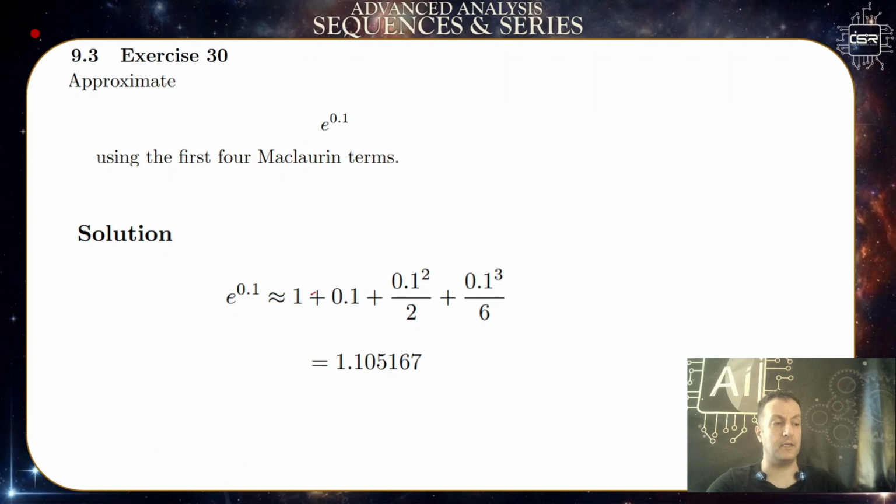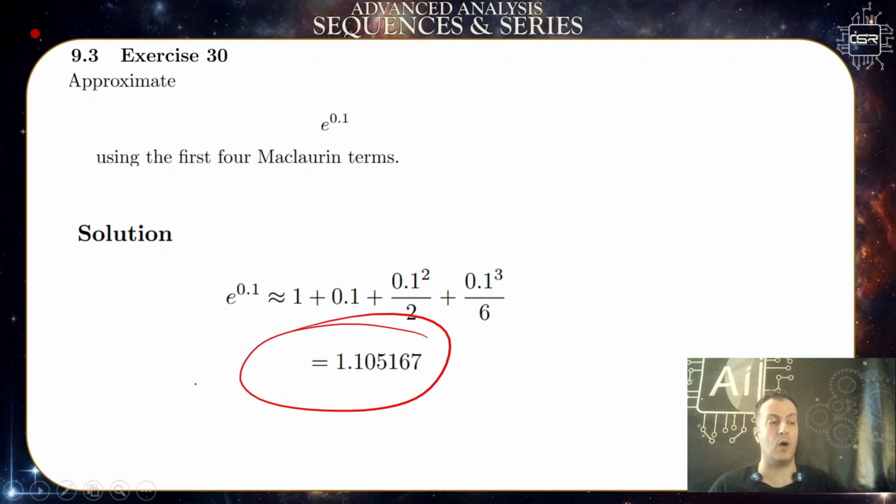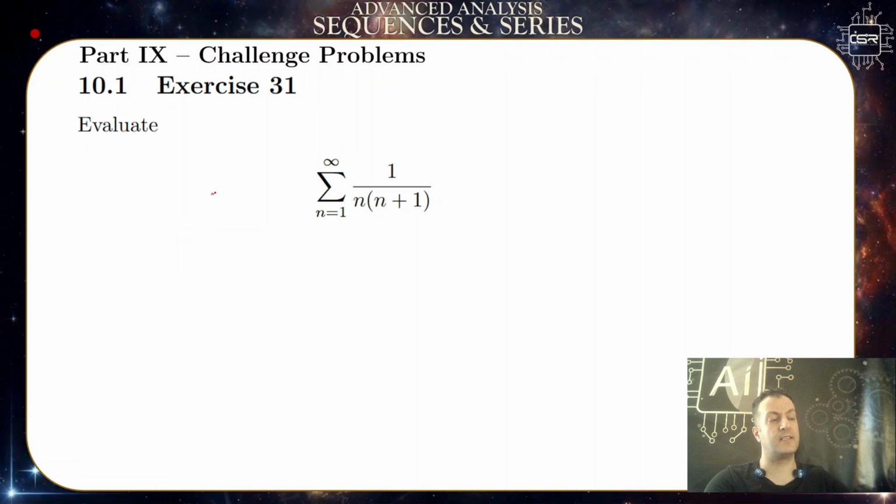Using the first 4 Maclaurin terms, approximate e^0.1. This is approximately equal to 1 plus 0.1 plus 0.1 squared divided by 2, you replace x by 0.1, plus 0.1 to the power of 3 divided by 6, which is approximately 1.10517.